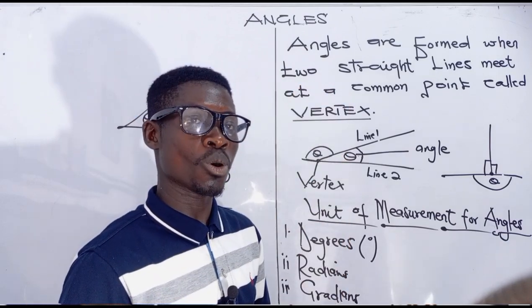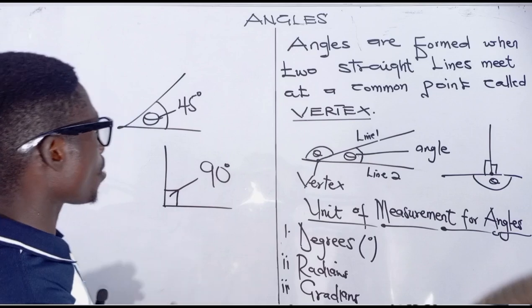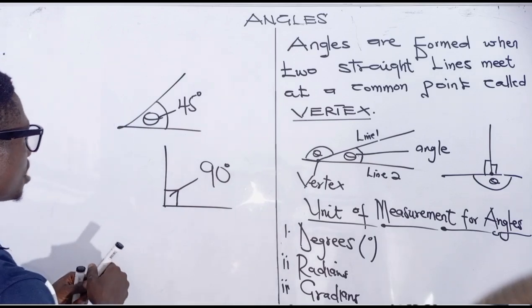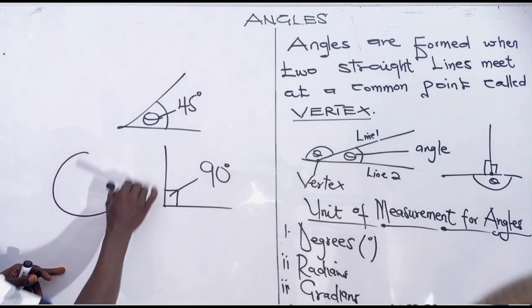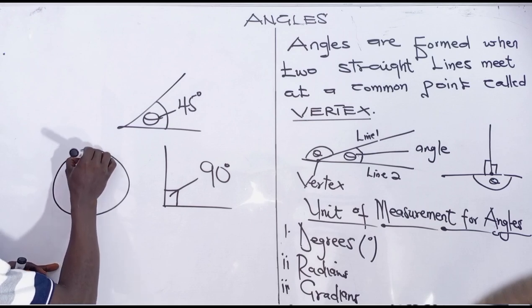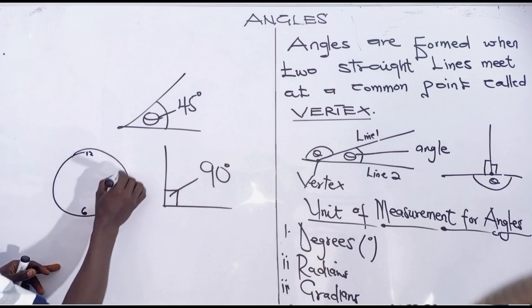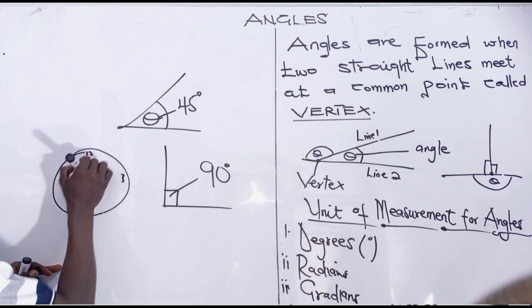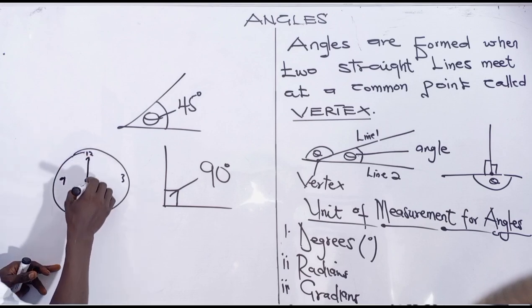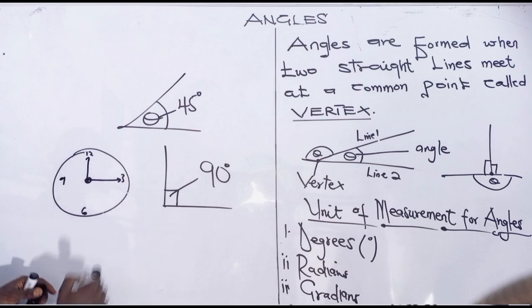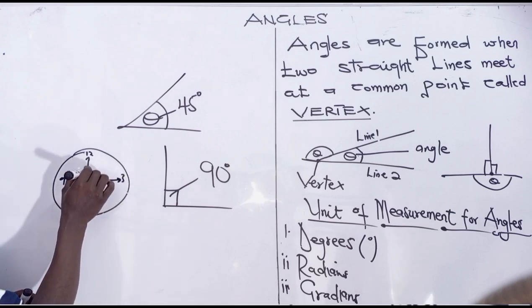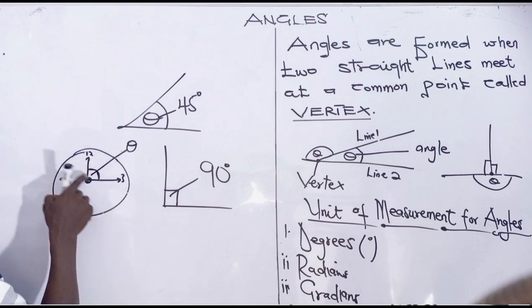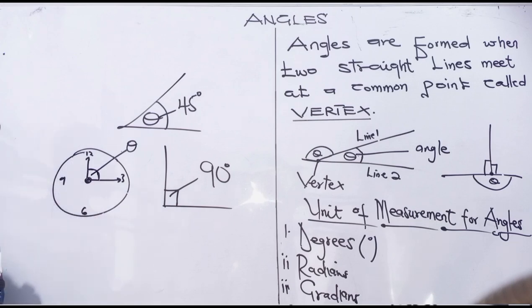An angle is formed between the hour hand and then the minute hand of a clock. So let's take that is our clock. We have 12, 6, 3, and then 9. Let's take that is our hour hand and then this our minute hand. An angle is formed between the hour hand and then the minute hand of a clock.